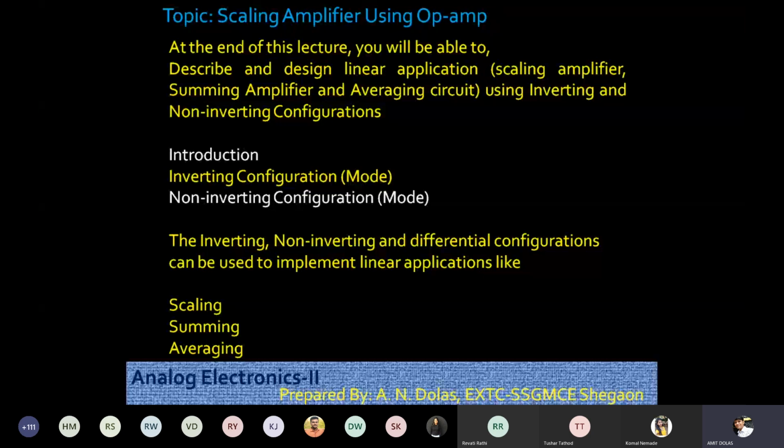Of course in analog, we have to perform several mathematical operations on the circuit. For that, the op-amp is the best, because using an op-amp we can have several mathematical operations like integration, differentiation, addition, subtraction, multiplication, taking log, anti-log and so on. Out of which we are focusing on linear applications, which are scaling, summing, and averaging today.